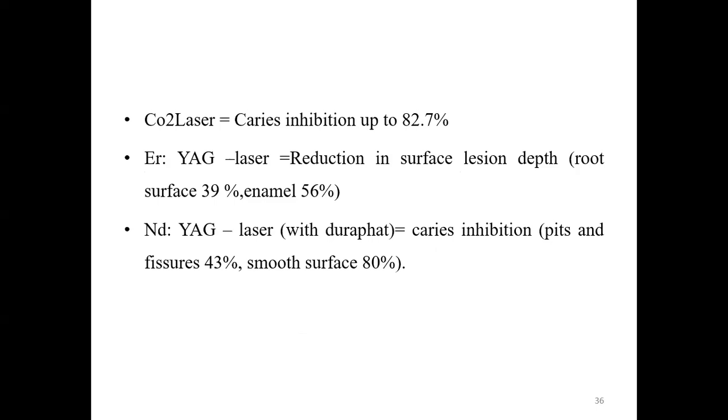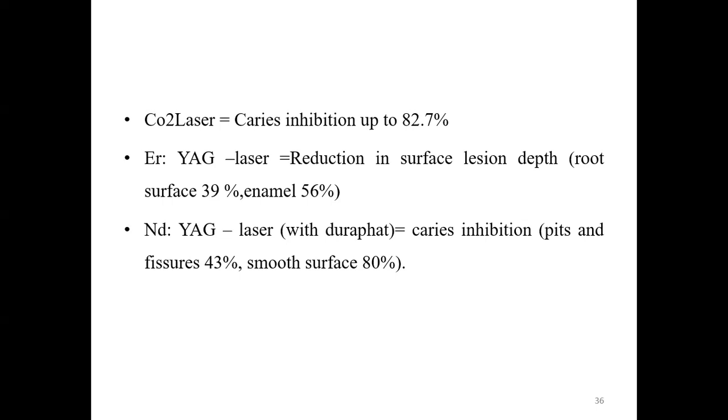Different types of lasers are available. A few of them are carbon dioxide laser, which causes caries inhibition up to 82.7%. Er:YAG laser causes a reduction in the surface lesion depth in the root surface of around 39%, and for the enamel 56%. And Nd:YAG laser with Durafat causes caries inhibition, and fissure reduction is 43%, and for smooth surface reduction is around 80%. So these are the different types of lasers that are available.